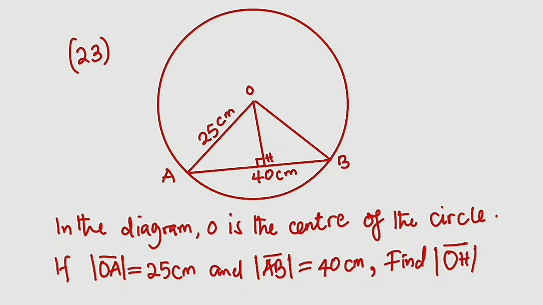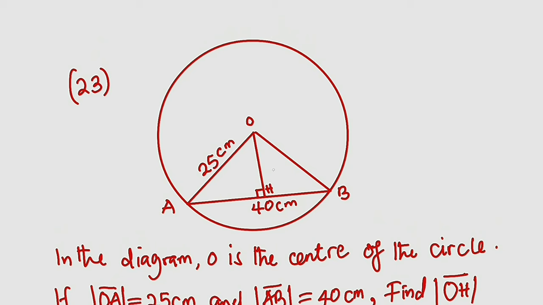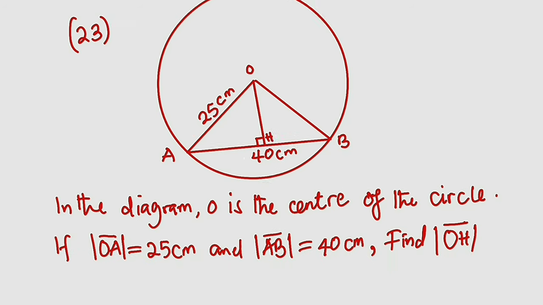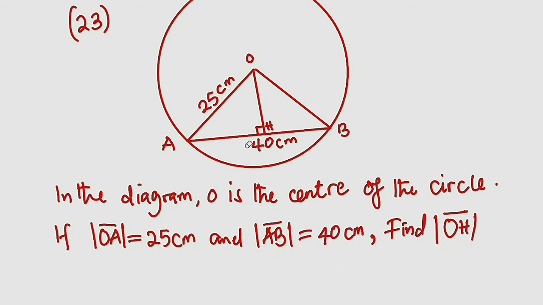Here is question number 23. We are given a circle and an inscribed figure here. This is a chord, remember? Okay, let me read the question first. In the diagram above, O is the center of the circle, and the measure of OA is 25 cm, and that of AB, A down to B, is 40 cm. We are asked to find the measure of OH. So from the center to this point, which is vertical, it bisects AB.